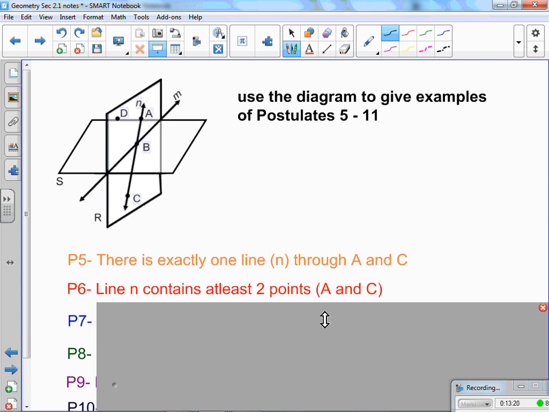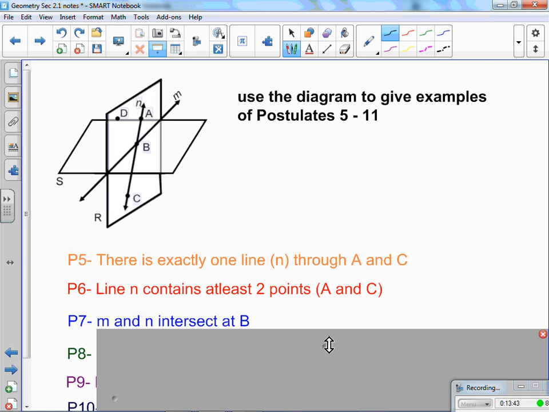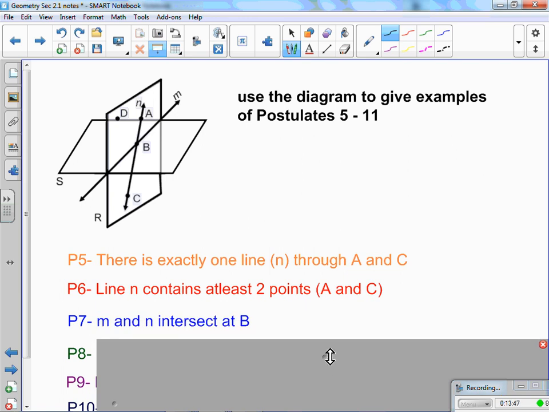Postulate 7: if 2 lines intersect, then their intersection is exactly 1 point. So we have 2 lines, line N and line M. They're intersecting at 1 point, and that point is B. So we would state that M and N intersect at B. So line M and line N are intersecting at 1 point, point B.